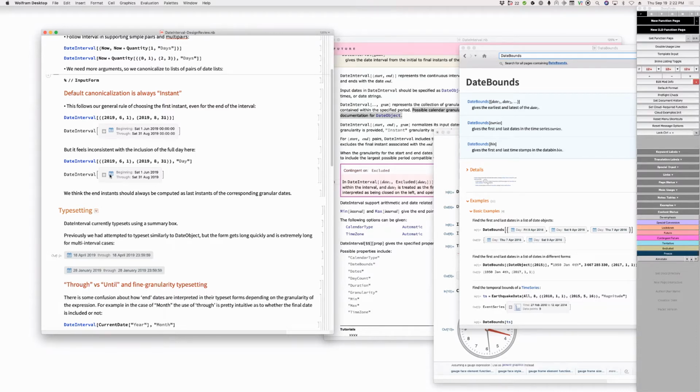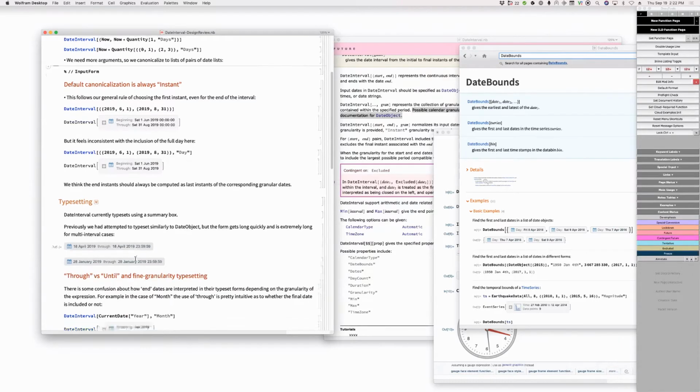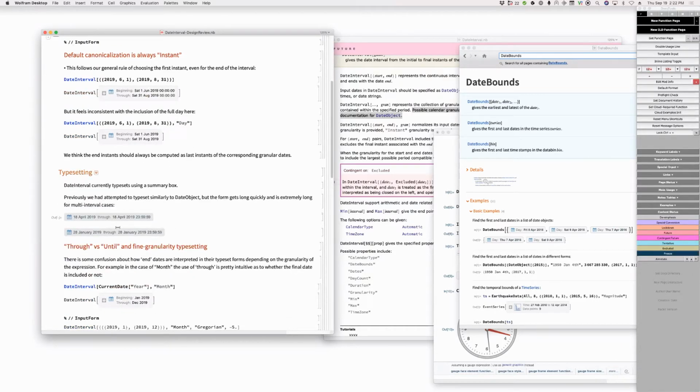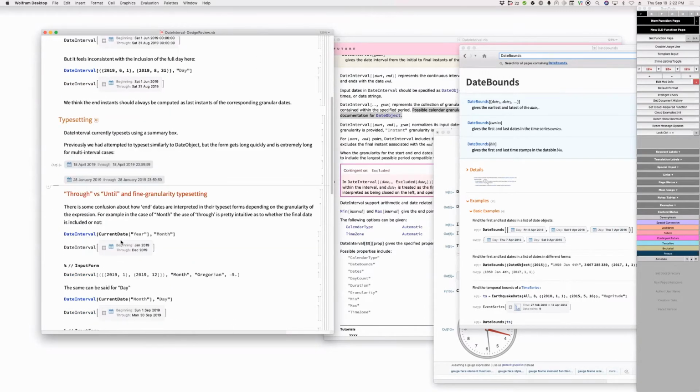Yeah, I think this data interval form is okay. I think this is kind of not, these data intervals are complicated, and I don't think we should try to do this. Okay. Yeah, I think that generally makes sense.